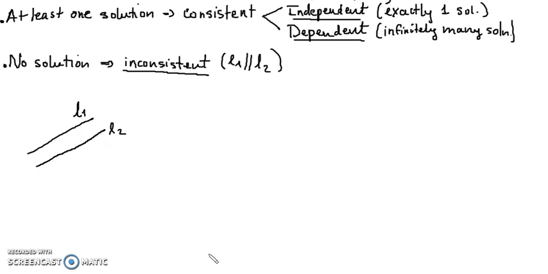And independent, exactly one solution, means they intersect with each other at exactly this one point here, x, y. So in this one, L1 and L2 intersect with each other. A lot of people are confused about this. They say it has to be perpendicular. Well, perpendicular is also another form of intersection. And dependent, infinitely many solutions, is when the two lines are literally identical. So L1 is identical with L2.